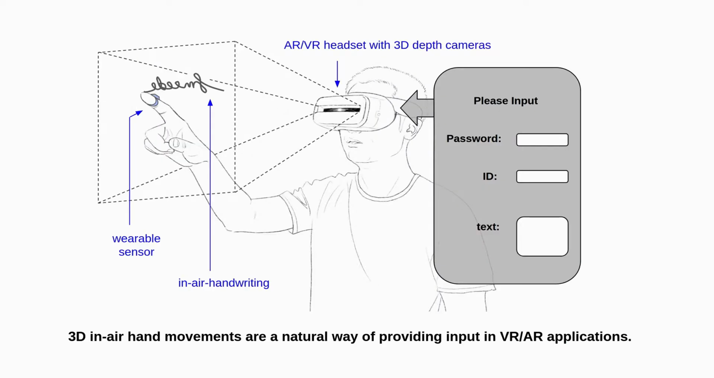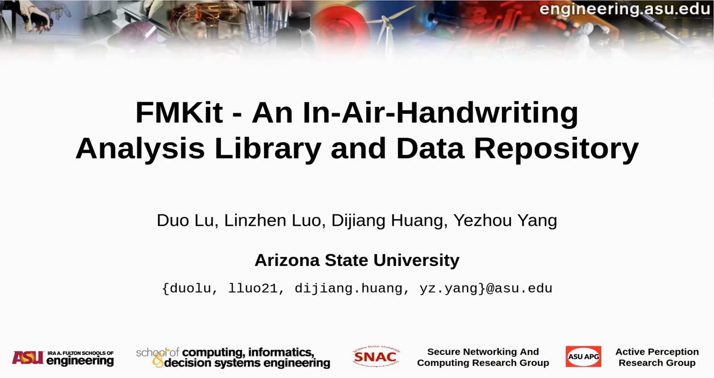3D in-air hand movements are a natural way of providing input in virtual reality and augmented reality applications. For example, in this scenario, a user can write something in the air as input information like a password, an ID, or a short piece of text such as a tweet.